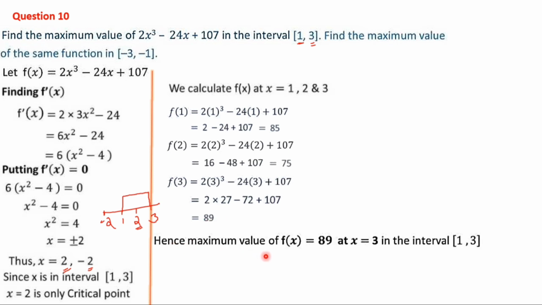So the maximum value of f of x here is 89. Here 85 we have got, 75 we have got, 89 also is there. So among these three, the highest one is 89 at x equals 3 in the interval [1, 3]. So the first part is over.